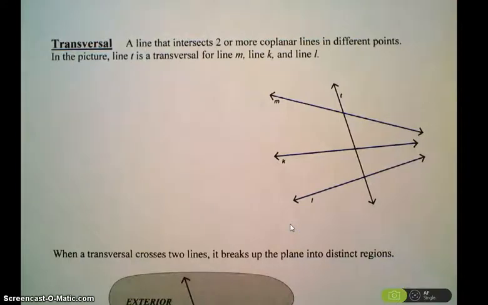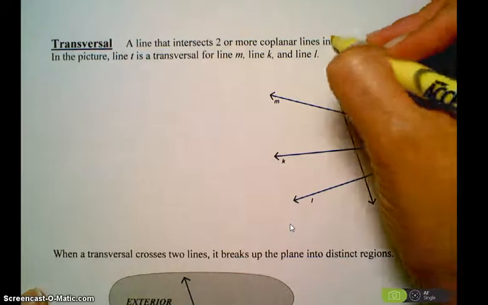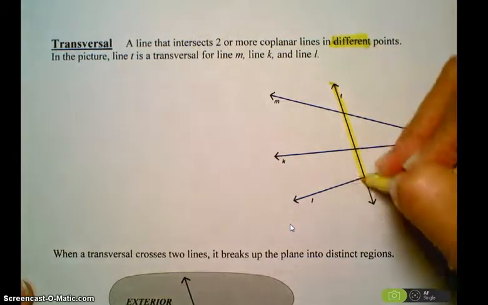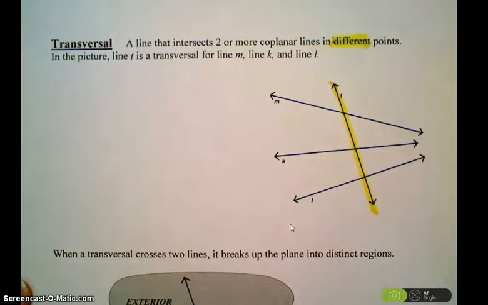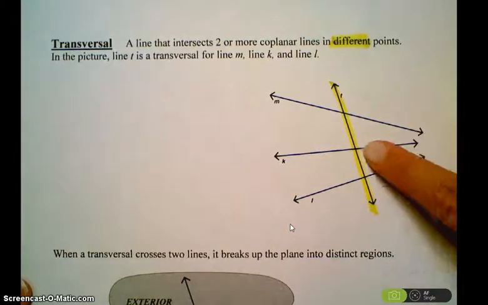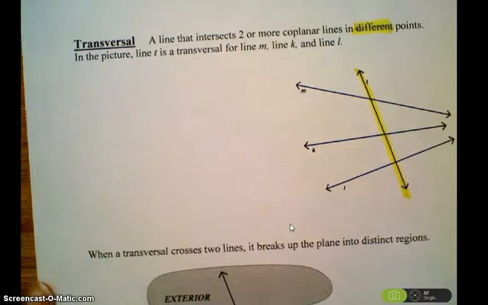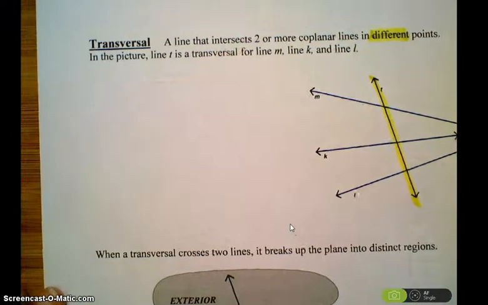In the picture, we have a definition for a transversal: a line intersecting two or more coplanar lines in different points. That's the important part of this definition, that it is in different points. Also, we can see in this picture that line T, again highlighted in yellow, is the transversal that's crossing lines M, K, and L.